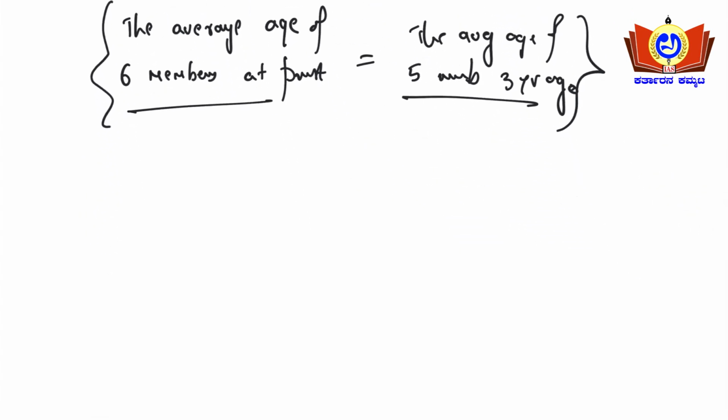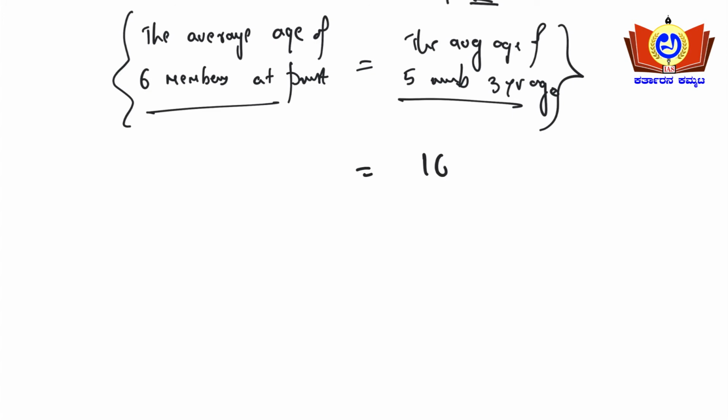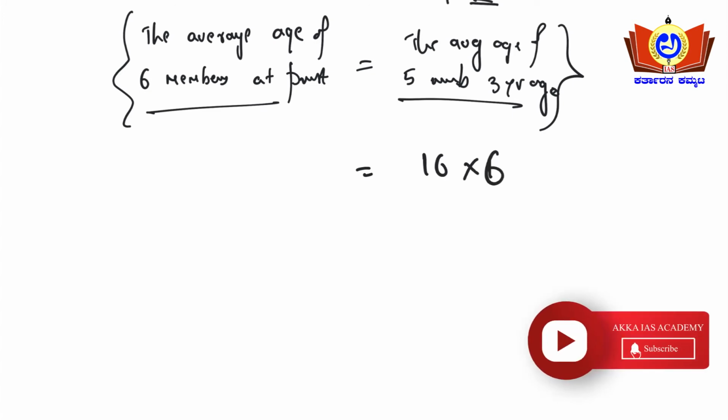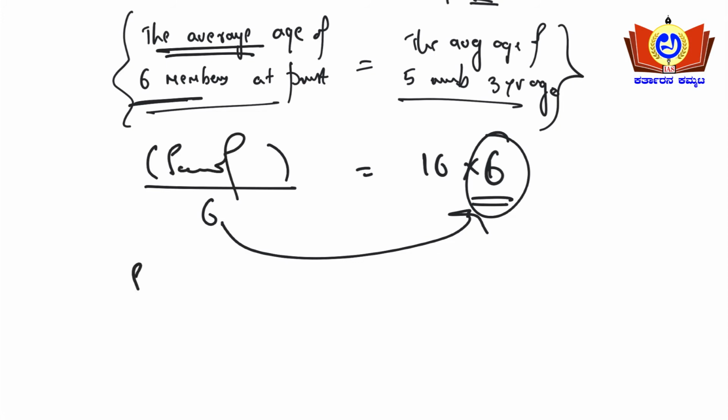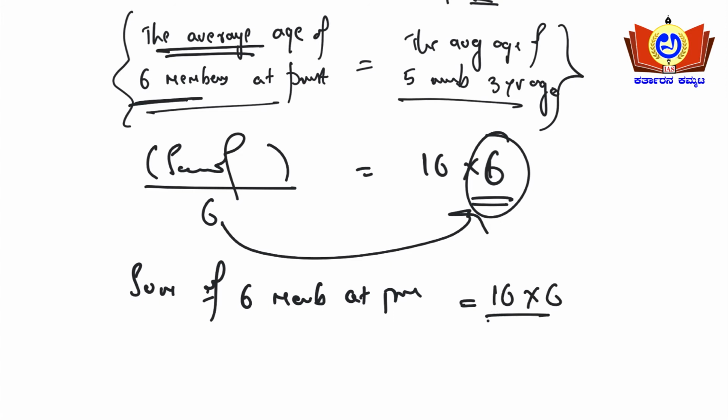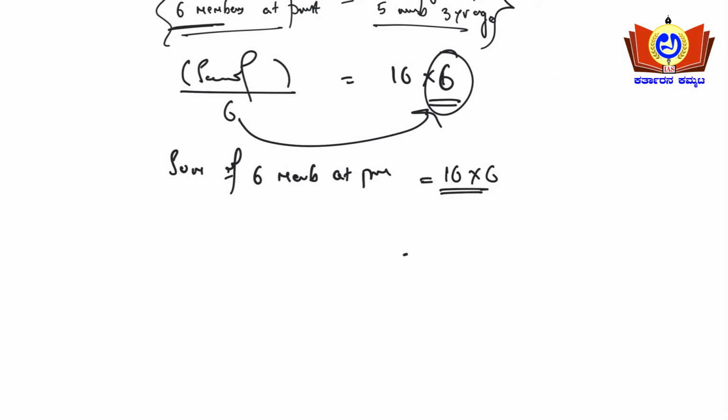So this will be 16 into 6 here. Why did I multiply with 6 here, my dear friends? Actually, the average age of 6 members means the sum of the ages divided by the number of persons. So this 6 I have multiplied here. Therefore we will be getting the sum of 6 members at present, divided by 6, which means it will be the average here. So that 6 I have taken to the right side. So 16 into 6 will be 96 here, my dear friends.